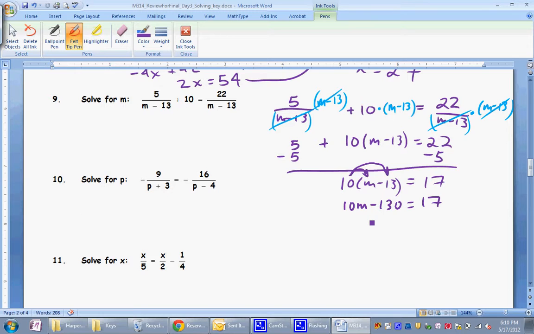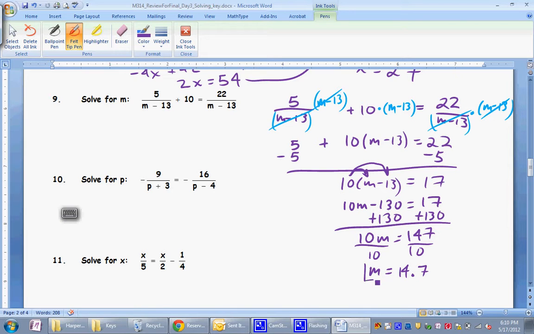So let's see here. I'm going to add 130 to both sides. 10m equals 147. Divide both sides by 10. And you end up getting m equals 14.7. And there's our final answer. I know I took a little extra space, but there it is.